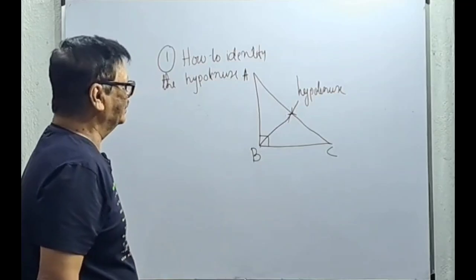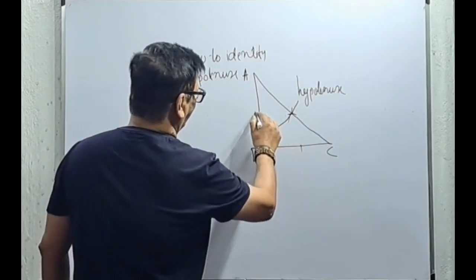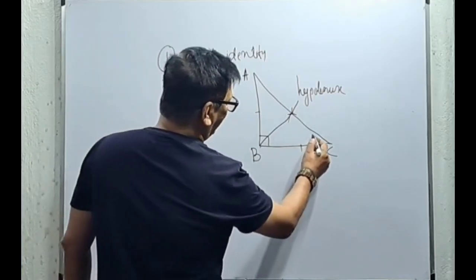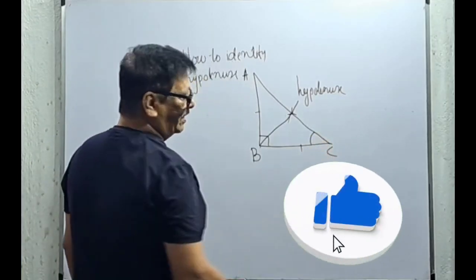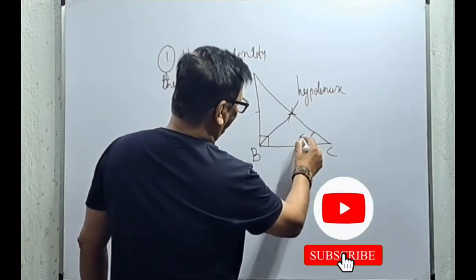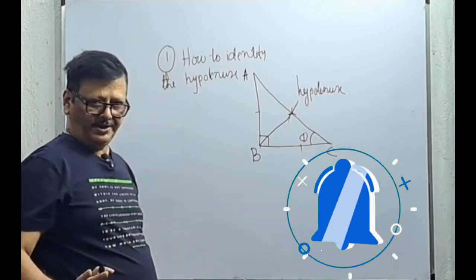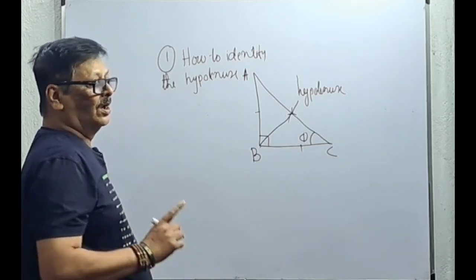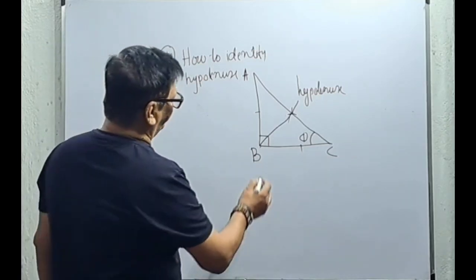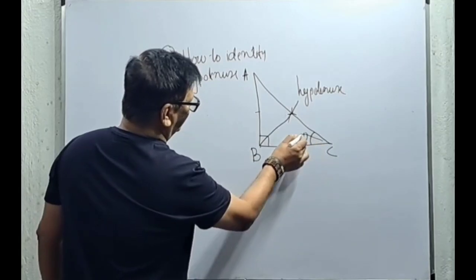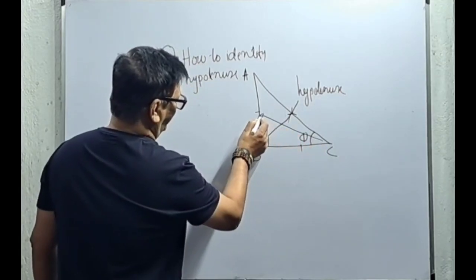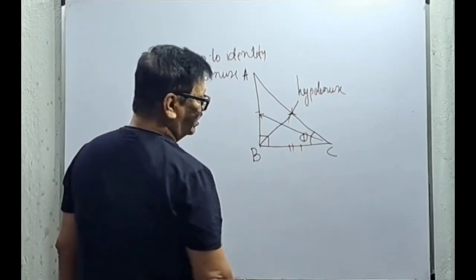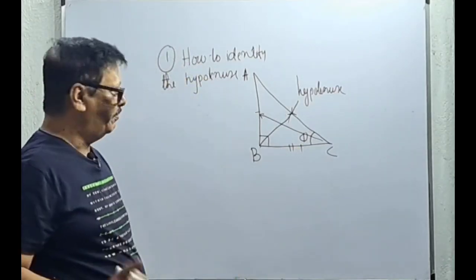Now the other two sides are angle dependent, meaning if you choose angle C and maybe I name it theta, it's just a name, then the opposite side, which is your perpendicular, is this one, and the other side is called the adjacent side or base.